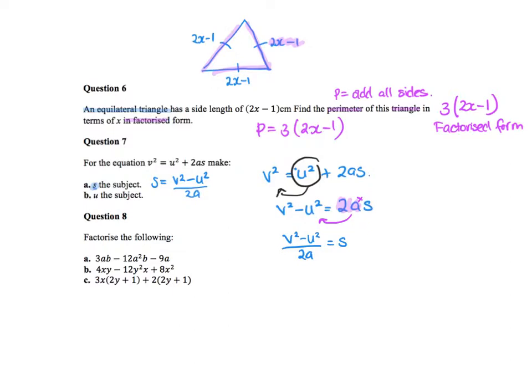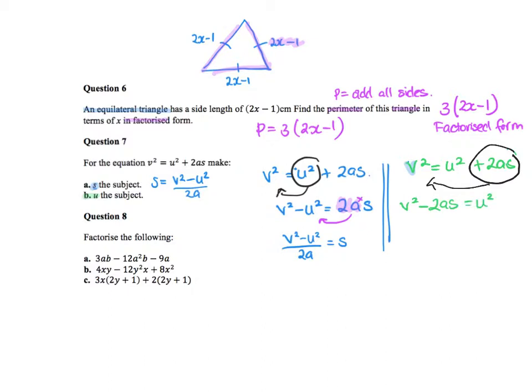So there's that one. Now, part B wants me to make the U the subject. So I'll do that next to it. So V squared equals U squared plus 2AS. Now we want to get U by itself. So the first thing I'll do is move this plus 2AS over an equal sign. If I move it over an equal sign, it does the opposite, which is minus 2AS equals U squared.